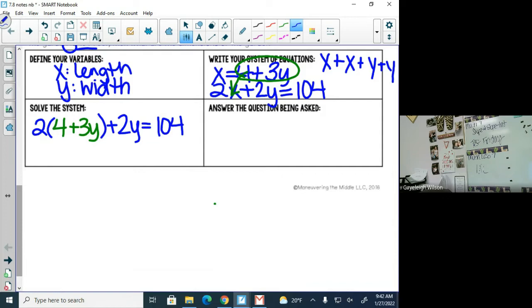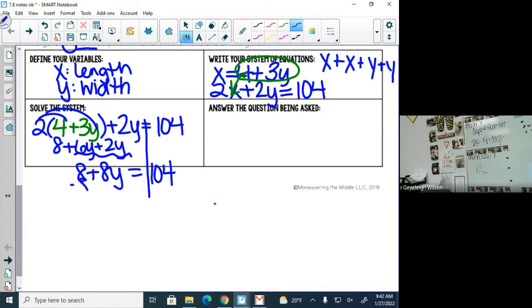All right. So I distribute, so that's 8 plus 6y plus 2y. Combine like terms. So 6y plus 2y is 8y. Subtract the 8. So that's 8y equals, what is that, 96? Divide by 8, and y is 12. So that means that my width is 12, because we said y was width. I'm going to sub that back in to find x.